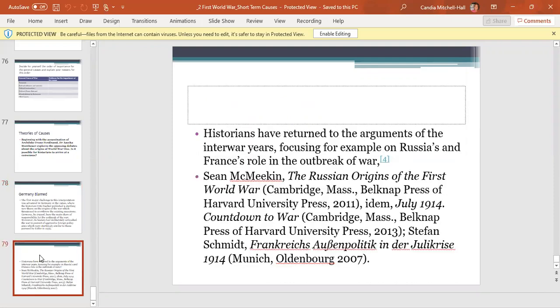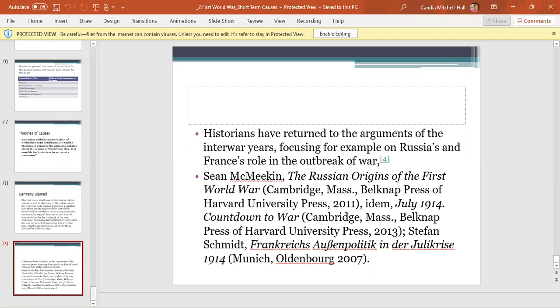Historians have returned to the arguments of the interwar years, focusing, for example, on Russia's and France's role in the outbreak of war. Sean McMeekin, The Russian Origins of the First World War, Cambridge, Mass., Belknap Press of Harvard University Press, 2011; July 1914: Countdown to War, Cambridge, Mass., Belknap Press of Harvard University Press, 2013. You don't have to read all of that, but thank you very much, Marshall.